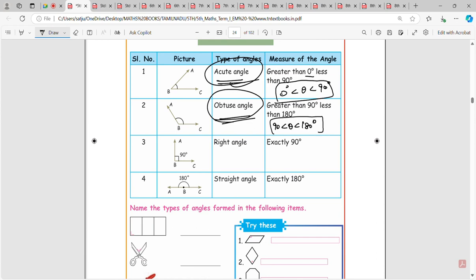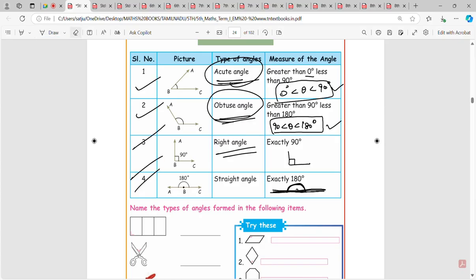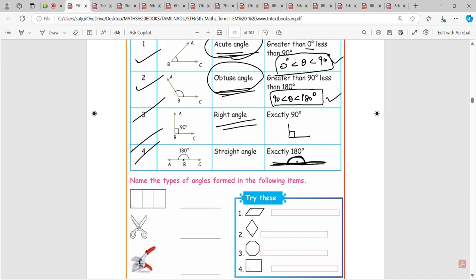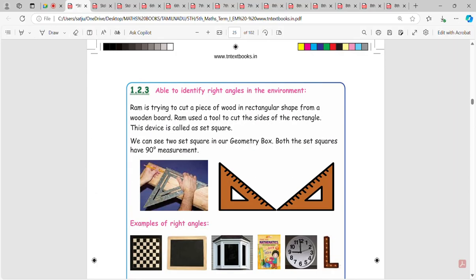This is very, very important. You learned this in your school days. Right angle means exactly 90 degree. 180 means it's a flat surface, a straight line. So this is 180 degree. These four are important: you need to know what you mean by acute, obtuse, right angle, and straight angle. Okay, this is fine.